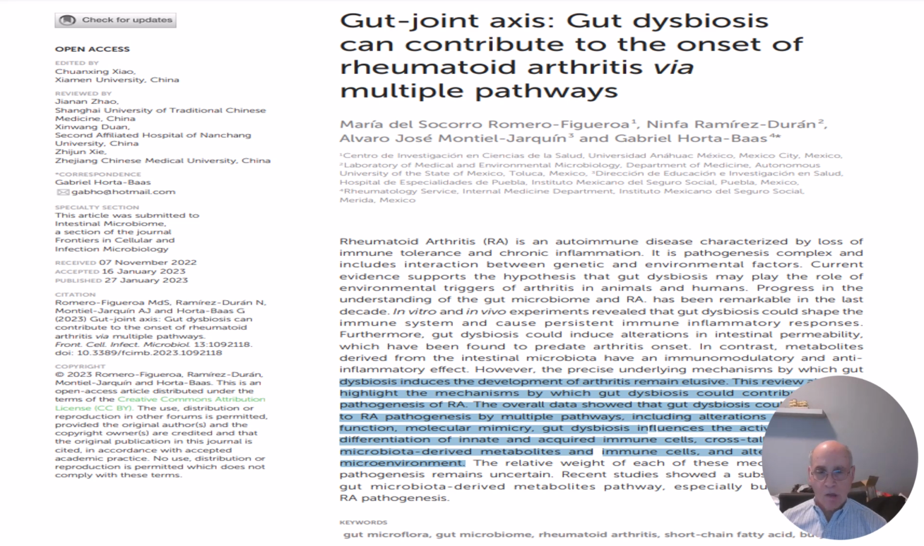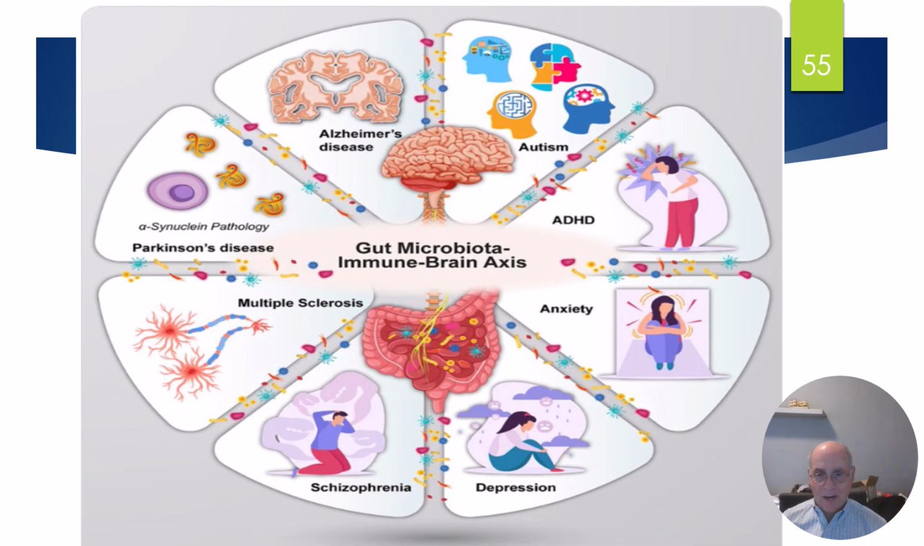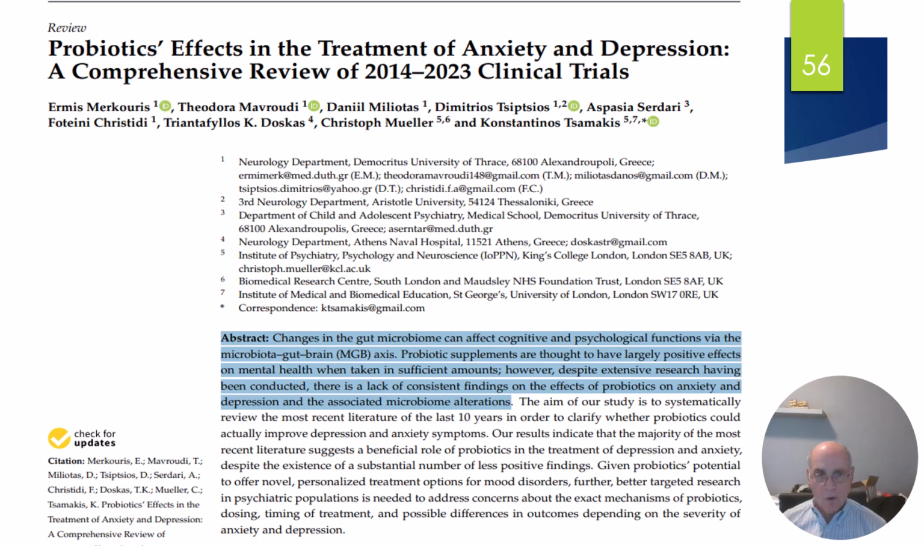So, gut and joint. This is an article that refers to it. If anybody really wants to read more about the gut-joint interaction, we can see here how the gut microbiota-immune-brain axis works, how dysfunction in the gut, permeability in the gut, has been linked to Alzheimer's disease, autism, ADHD, anxiety, depression, schizophrenia, MS, because we know that long-standing inflammation ultimately becomes autoimmune, and MS is certainly one of the more common autoimmune diseases, and we know that autoimmune disease is on the rise in the United States.